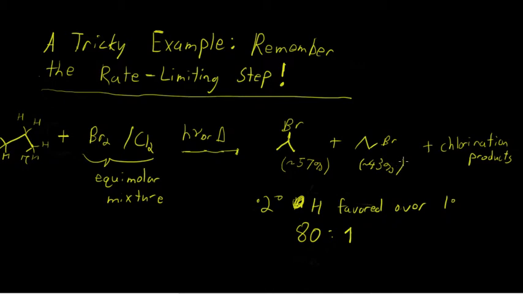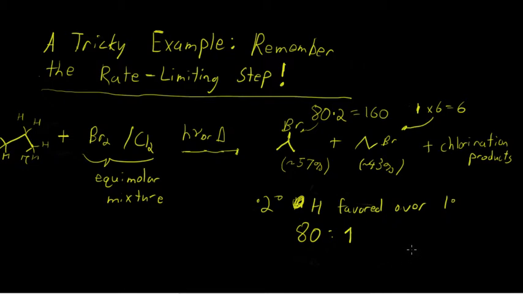43% primary product. Well, does it have to do with the number of hydrogens? Well, let's look here. You have 2 secondary hydrogens whose abstraction leads to this. So 80 times 2, that's 160. And you'd have 6 primary hydrogens whose abstraction leads to this. So 1 times 6 is 6. And if we add 160 and 6, we get 166.